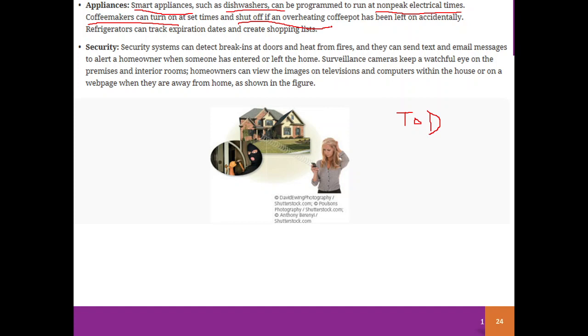Okay. Similarly, smart refrigerators can keep track of the things that are missing. For example, if tomatoes are finished, or radishes, or bread, or butter is finished, they can look around in the refrigerator. They can use image processing to find out which things are missing, and they can generate a shopping list for you. Okay, we need such and such things for home.